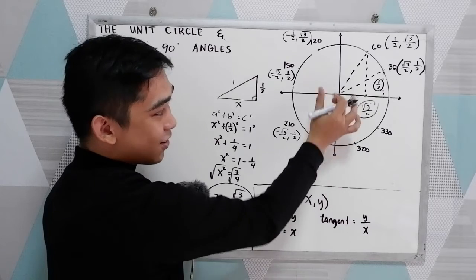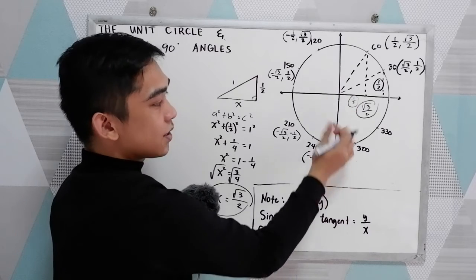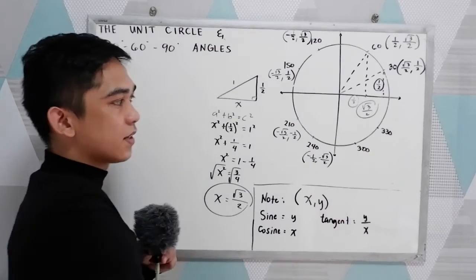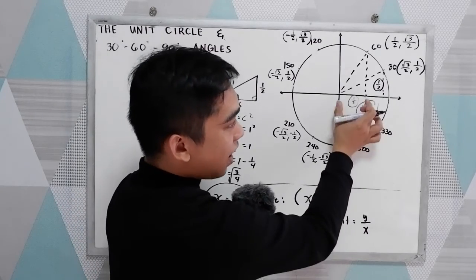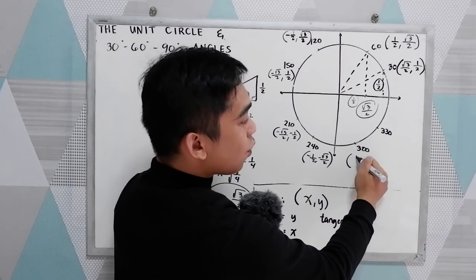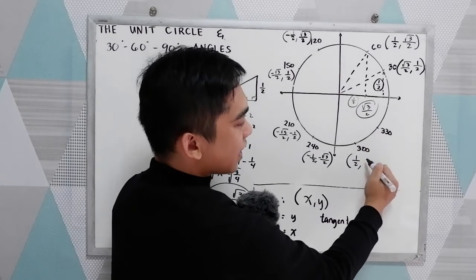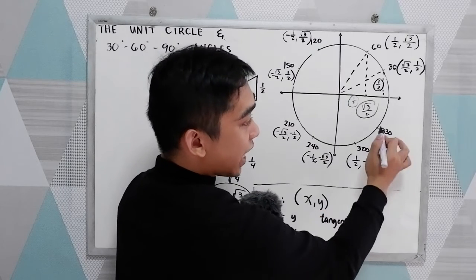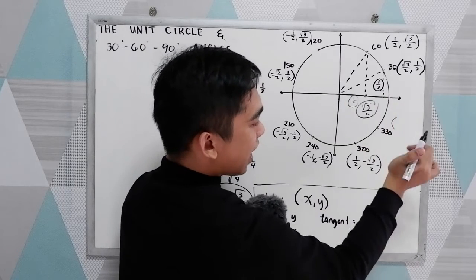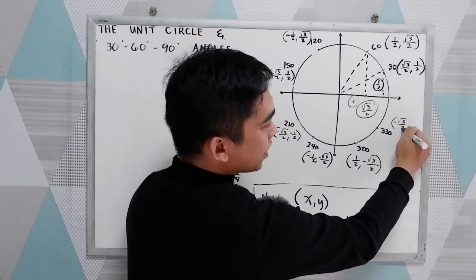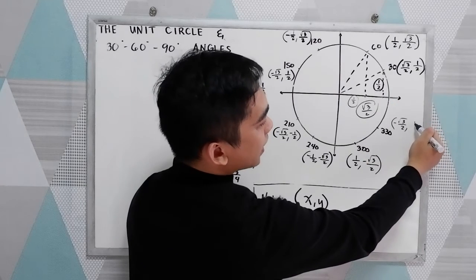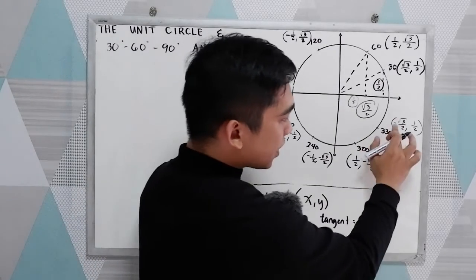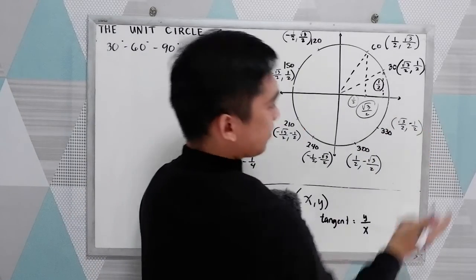For 240, we have negative 1/2, then negative square root of 3 over 2. And for 300, our x is 1/2, and y, negative square root of 3 over 2. And for 330, we have negative square root of 3 over 2 and 1/2. Quadrant 4 is positive, negative.